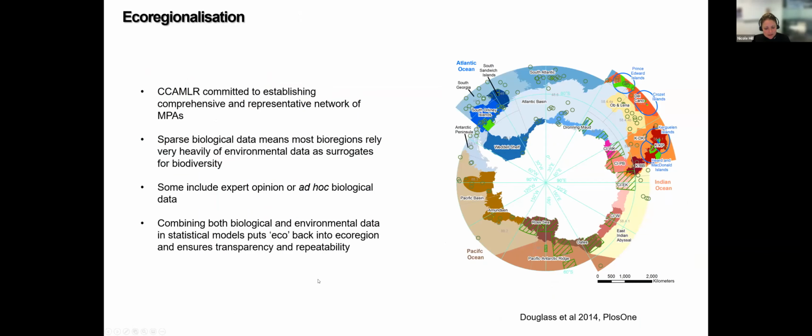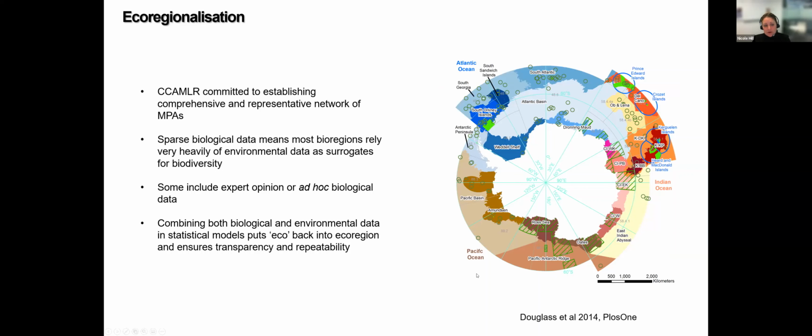One of the other outputs that we want to generate from this work is an eco-regionalisation. CAMLR is committed to establishing comprehensive and representative networks of MPAs. Some are established, many are proposed. But sparse biological data means that most of the bioregions that currently exist, like this one over here, published in 2014, rely heavily on environmental data as surrogates for biodiversity. Some of them include expert opinion and ad hoc biological data.